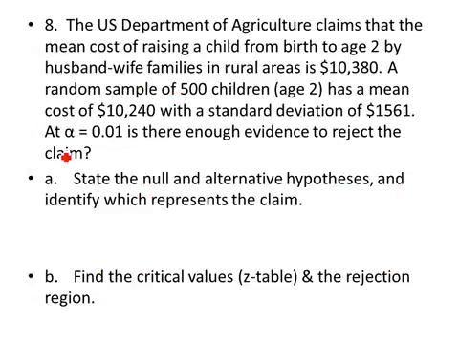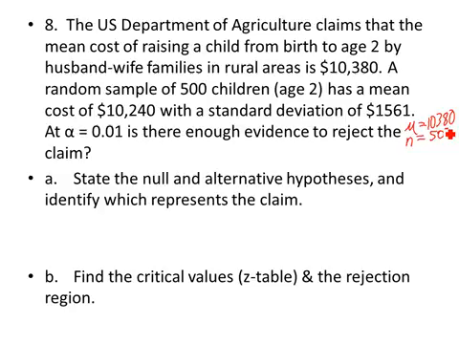Next one, number 8. The U.S. Department of Agriculture claims that the mean cost of raising a child, and I'm going to do this as I go down through here. So the mean cost, we need that. So that's our mu. Mu equals 10,380. Random sample of 500 children, so n equals 500.